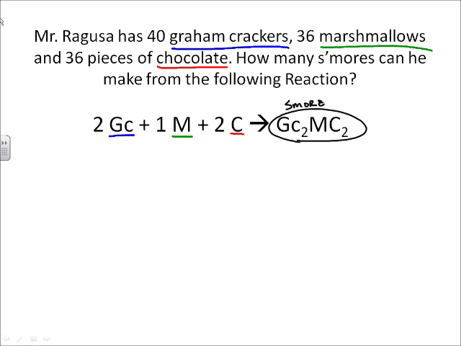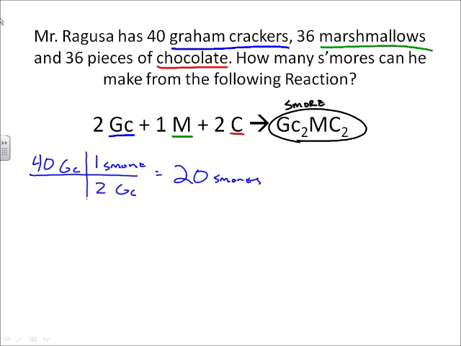Really, what we have to find out here is I have enough graham crackers to make a lot of s'mores. Do I have enough of everything else too? If I think about just the graham crackers themselves, I have 40 graham crackers. If I need 2 graham crackers for every 1 s'more that I make, then I end up making 20 s'mores.